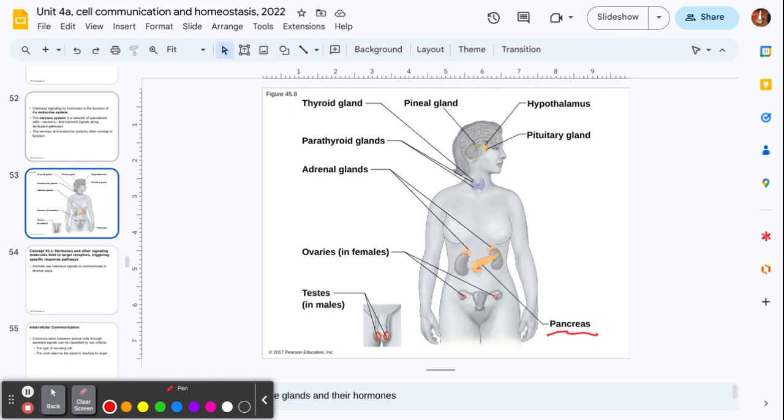If you are a biological female and you have ovaries, then that is where estrogen and progesterone are produced. If you are biologically a male and you have testes, then that is where the testosterone is going to be produced. And then there's other ones that are less common that are also important. Some of you did the menstrual cycle for your homeostasis project, so you talked about things like follicle stimulating hormone, and that would be released by the pituitary gland.